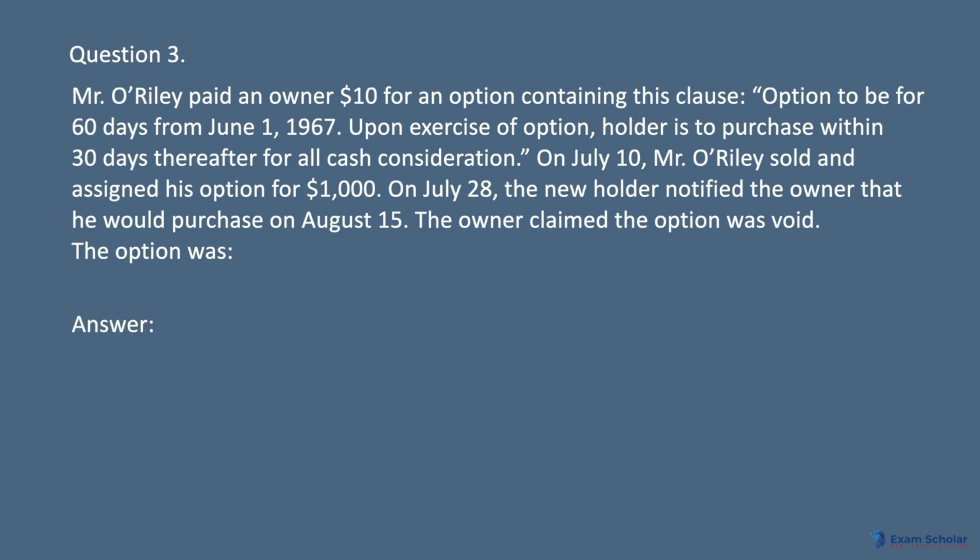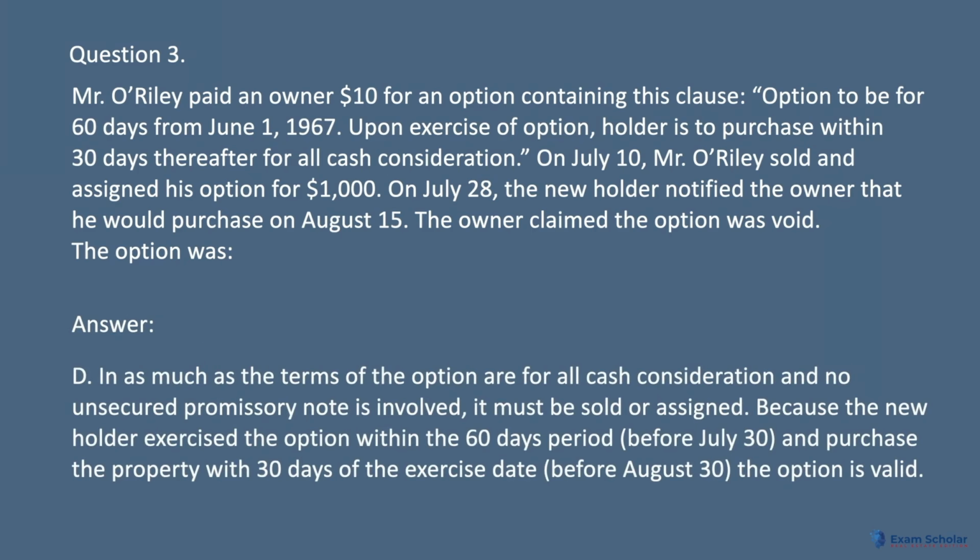Answer. D. Inasmuch as the terms of the option are for all cash consideration and no unsecured promissory note is involved, it may be sold or assigned. Because the new holder exercised the option within the 60 day period, before July 30, and purchased the property within 30 days of the exercise date, before August 30, the option is valid.